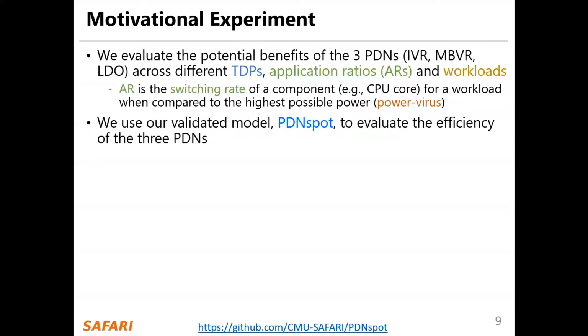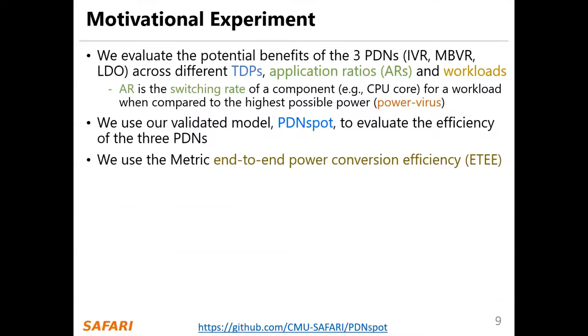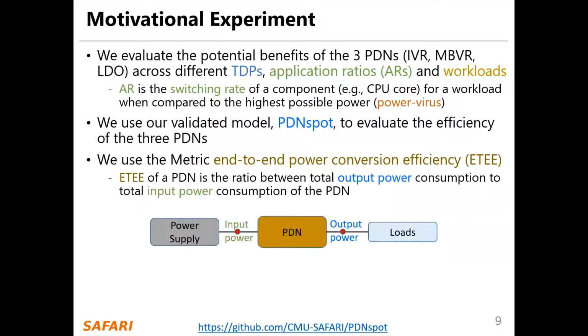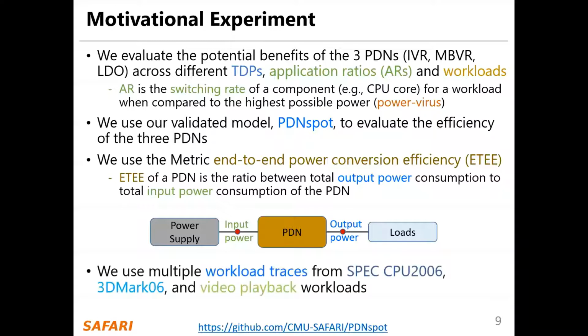We use our validated model, PDN Spot, to evaluate the efficiency of the three PDNs. We use the metric end-to-end power conversion efficiency, or end-to-end efficiency in short. End-to-end efficiency of a PDN is the ratio between total output power consumption to total input power consumption of the PDN. We use multiple workload traces from SPEC CPU 2006, 3DMark, and video playback workloads.